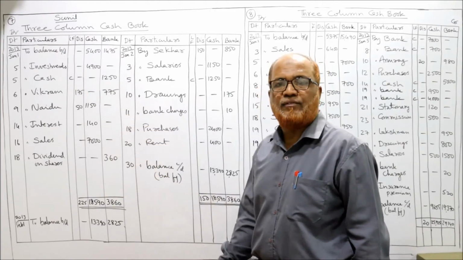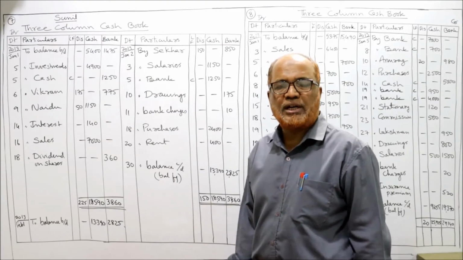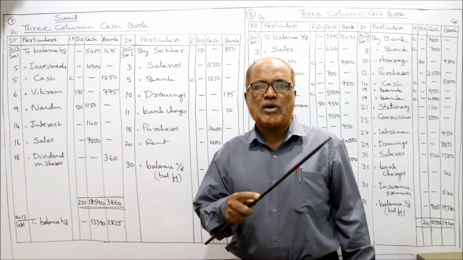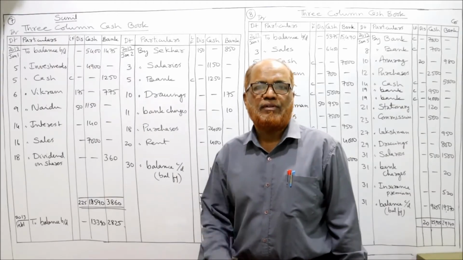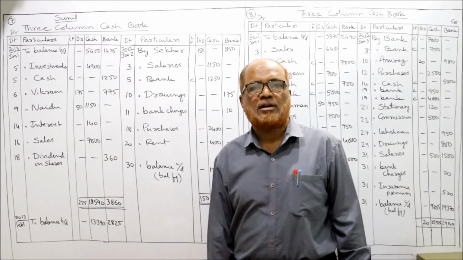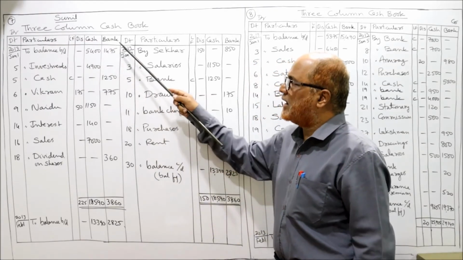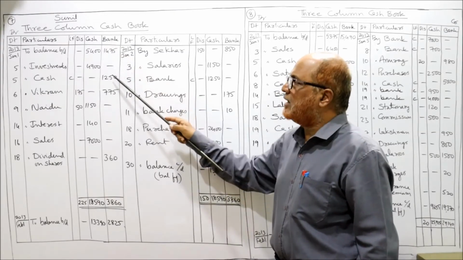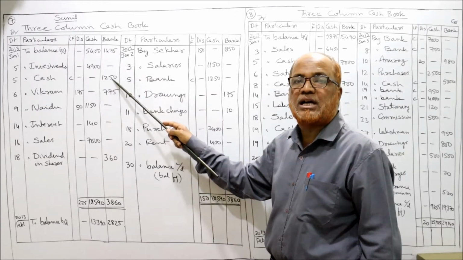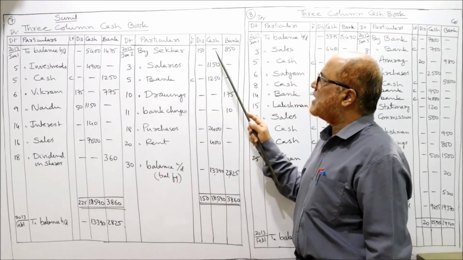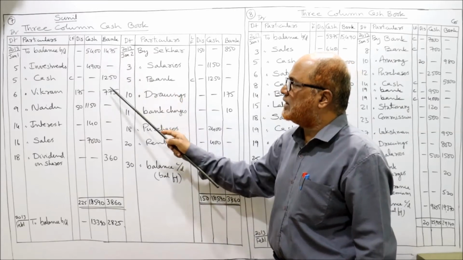From this 4,900, 1,250 was deposited into bank. So it is a contra entry. When we deposit cash into bank, the entry is bank account debit to cash. Bank should be debited, cash should be credited. So debit side bank account 1,250, in the bank column. The same 1,250 I take on the credit side, cash column. This is cash column 1,250, and this is bank column 1,250.